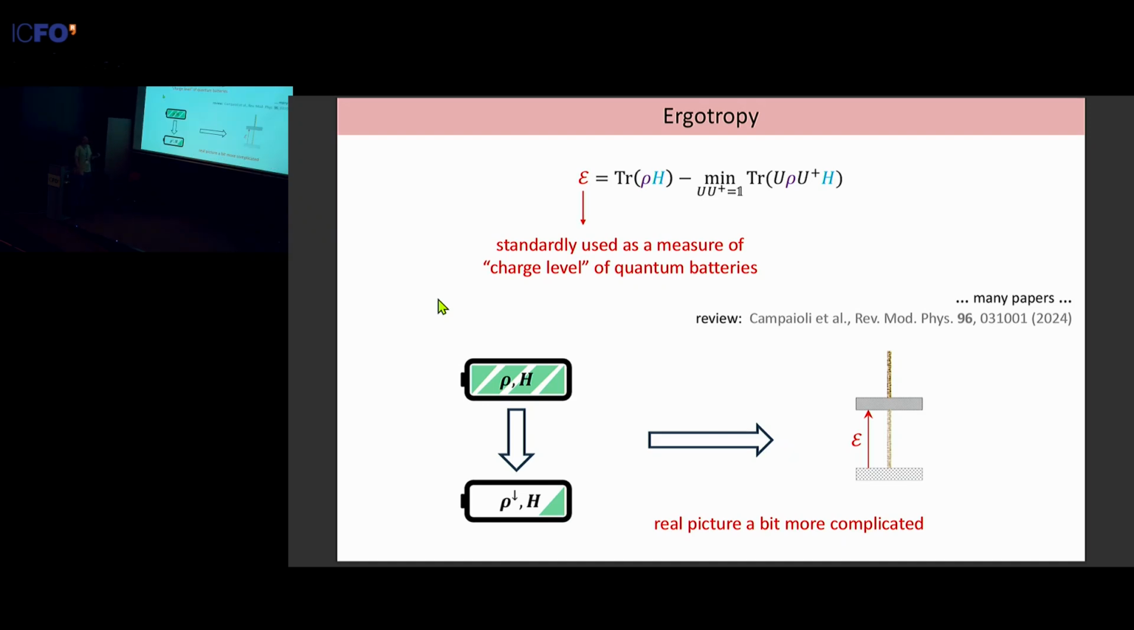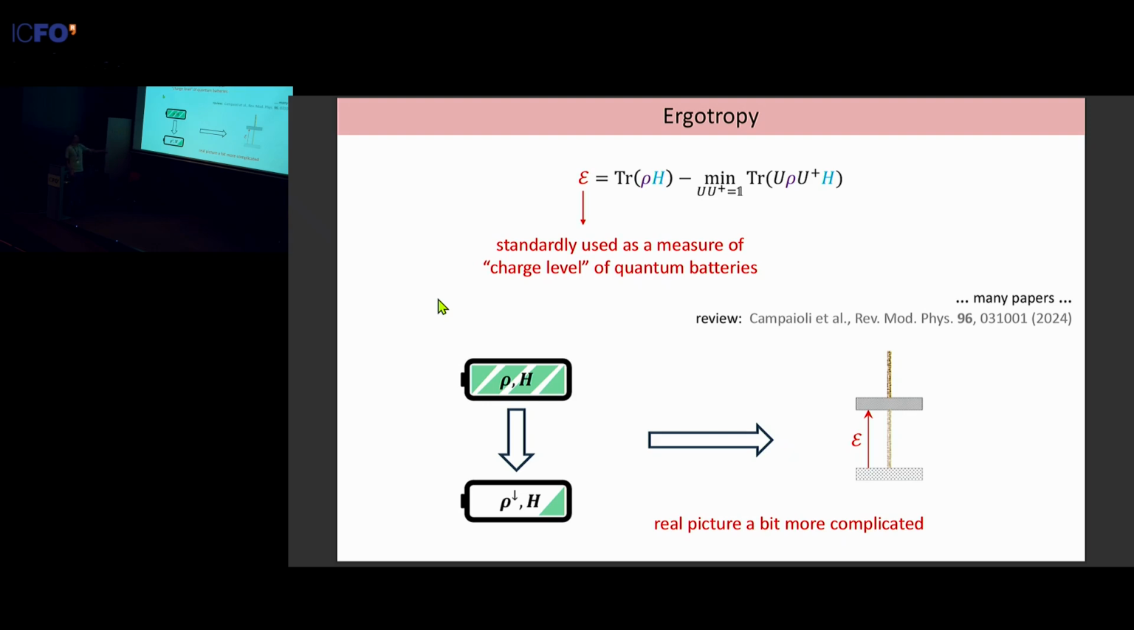And it has for quite some time been used as a standard measure of charge in a quantum battery, or charge level. I mean, the word charge is charged with many meanings. So every time I say charge, I don't mean an electric charge or anything, but just the amount of useful energy in the battery. It's typically measured by ergotropy, and we can immediately see a potential problem of using this measure in any realistic scenario.